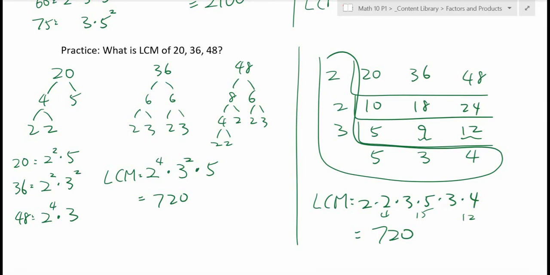Hopefully it's not too bad to figure out what the GCF is or what the LCM is, okay? There are, again, 2 different methods that you can choose. I don't really mind whichever method you use. As long as you can get it, it's all good, all right?